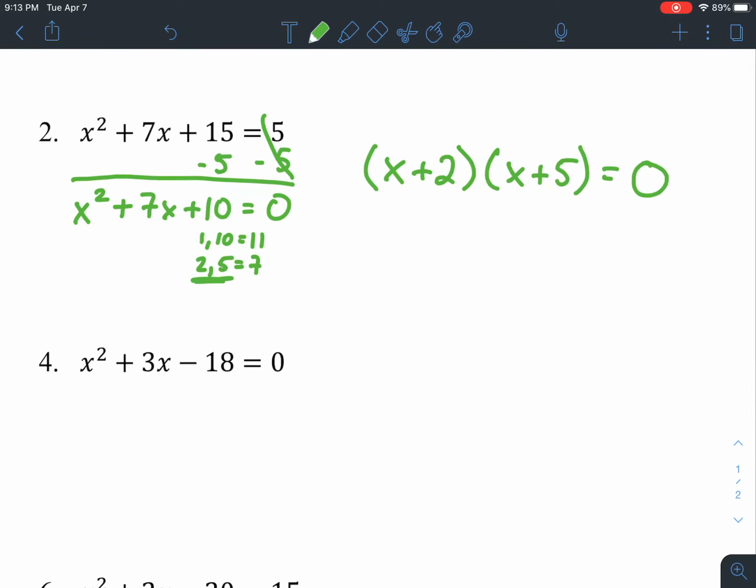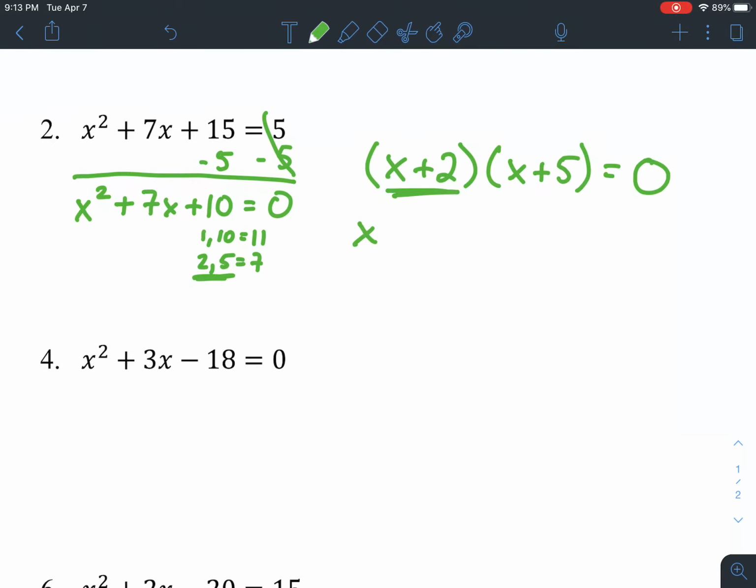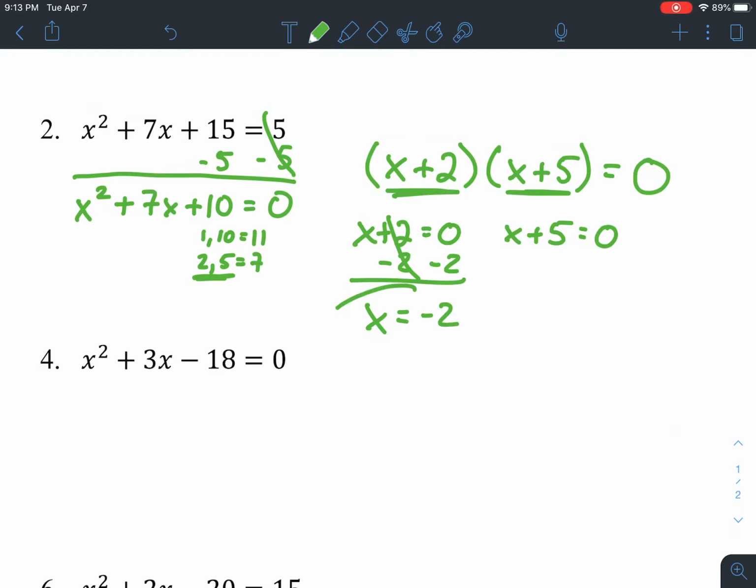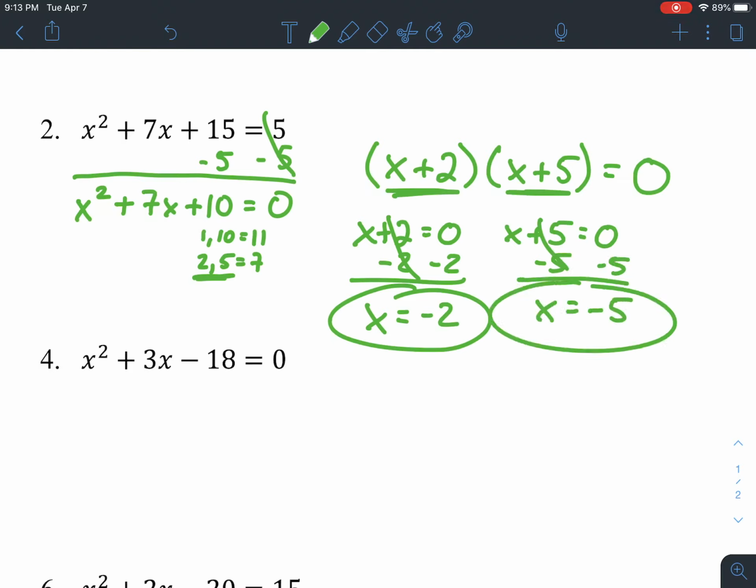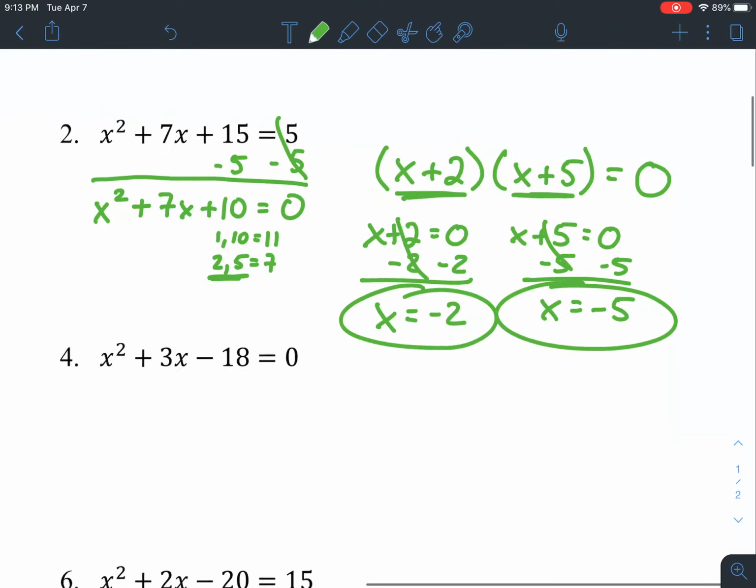From there, that last step, set each of these two pieces. X plus 2 either equals 0 or x plus 5 equals 0. In this case, we want to subtract the 2 from both sides to get x by itself. 0 minus 2 is negative 2. Subtract the 5. 0 minus 5 is negative 5. Okay. So those are our final answers. X equals negative 2 and x equals negative 5.